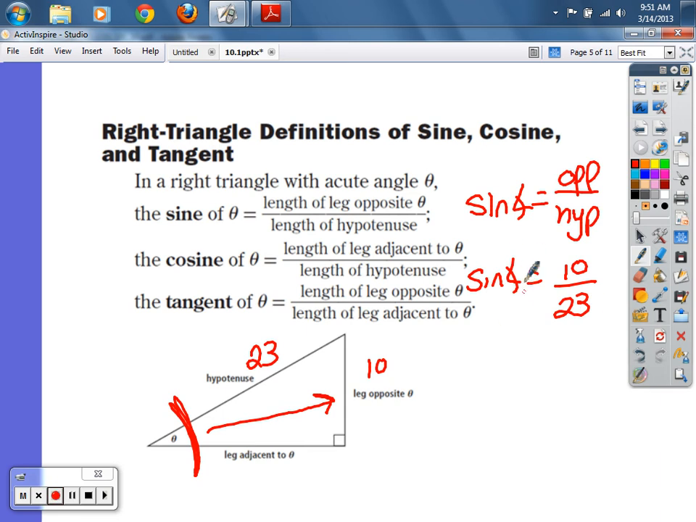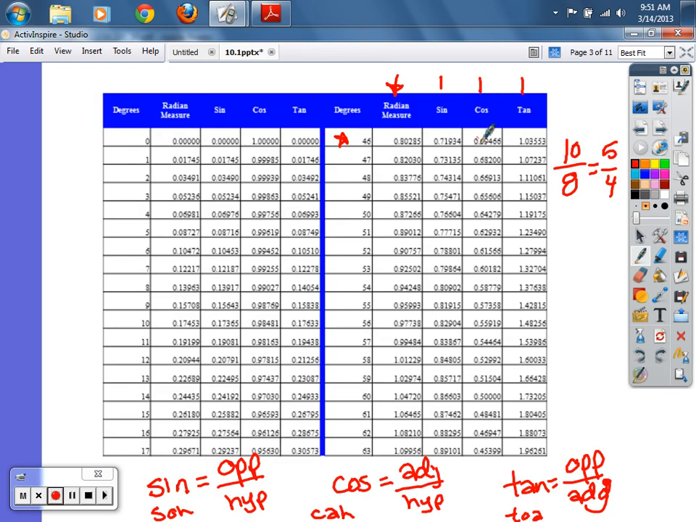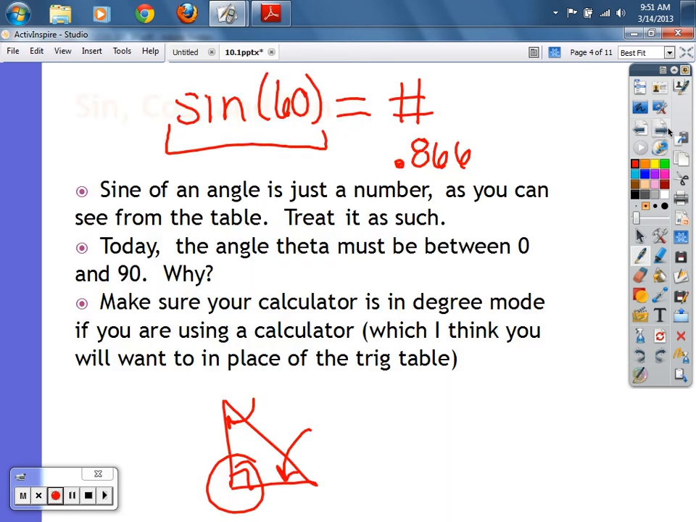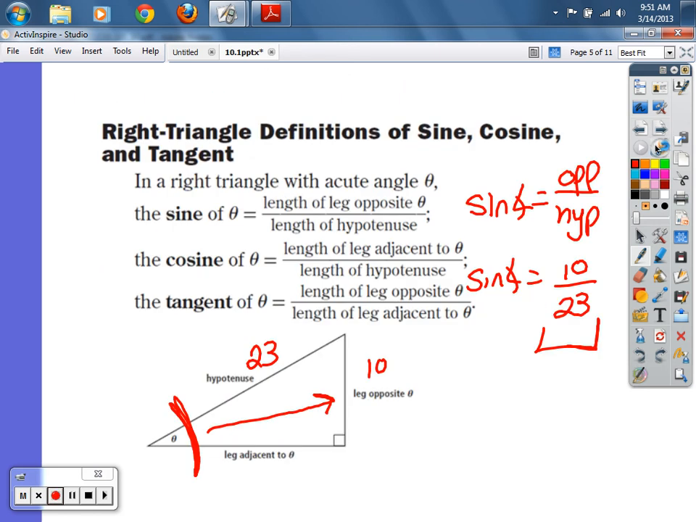We could figure out what that angle is if I change that to a decimal, and I go back and look on sine looking for that decimal until I find it. And then that would be the degrees. Okay? You're not going to have to use the table. I'm going to teach you a way to do that with your calculator.